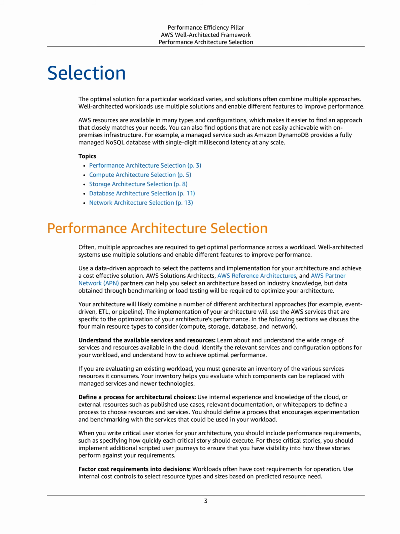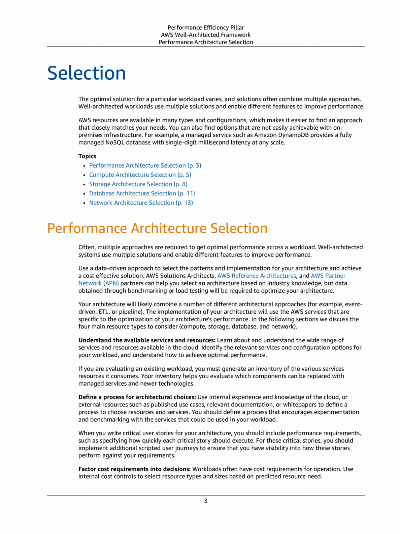Define a process for architectural choices. Use internal experience and knowledge of the cloud, or external resources such as published use cases, relevant documentation, or white papers to define a process to choose resources and services. You should define a process that encourages experimentation and benchmarking with the services that could be used in your workload. When you write critical user stories for your architecture, you should include performance requirements, such as specifying how quickly each critical story should execute. For these critical stories, you should implement additional scripted user journeys to ensure that you have visibility into how these stories perform against your requirements.